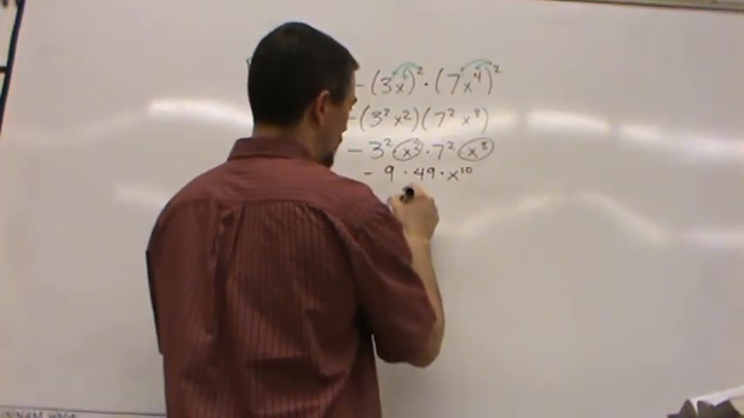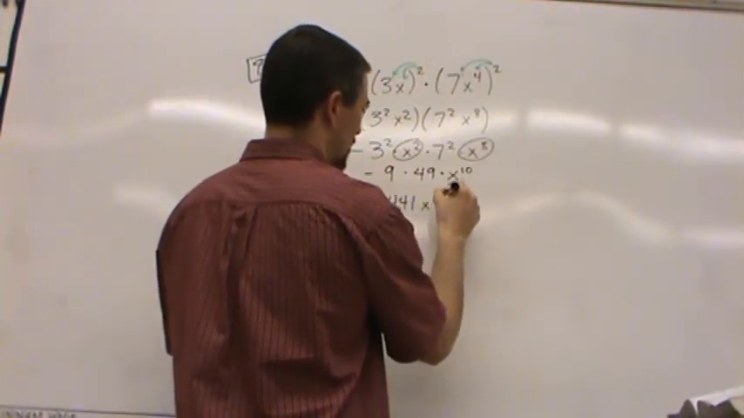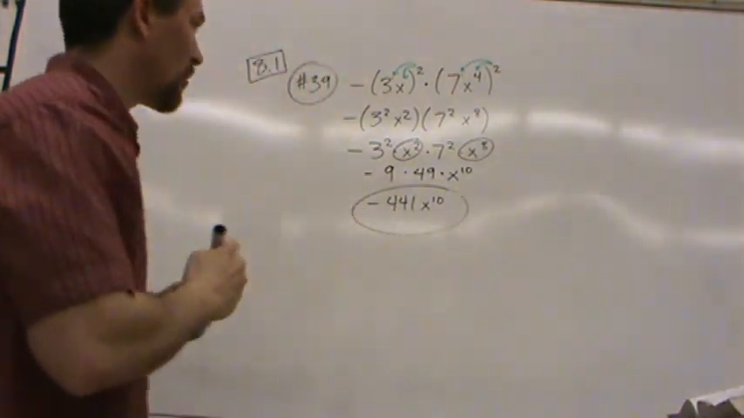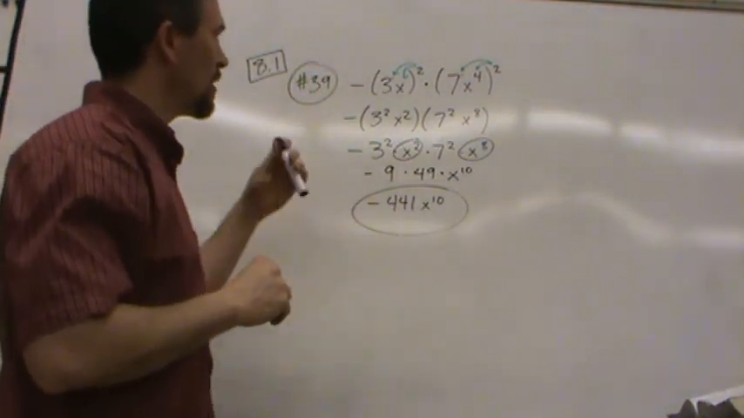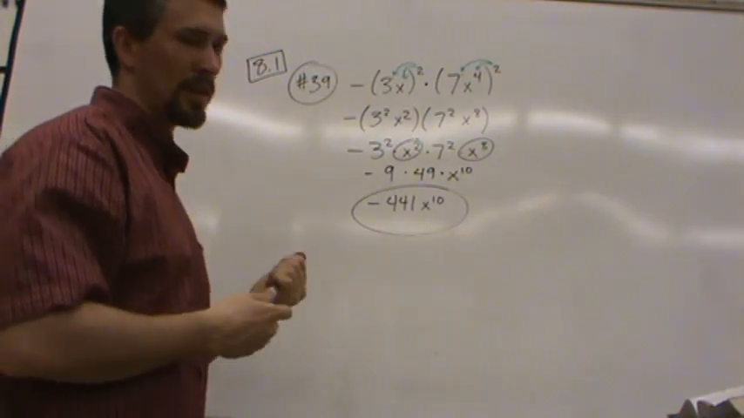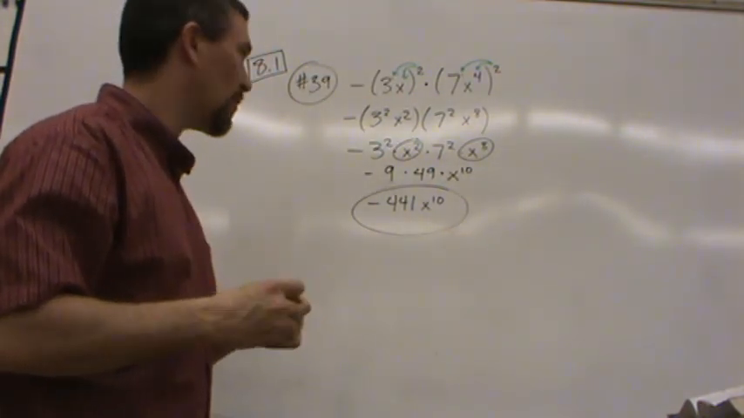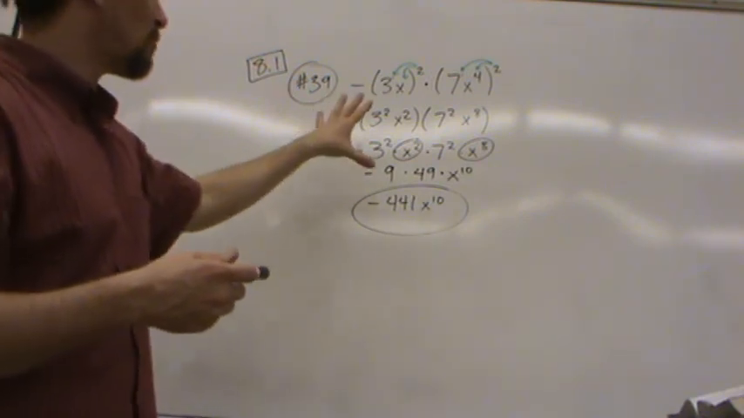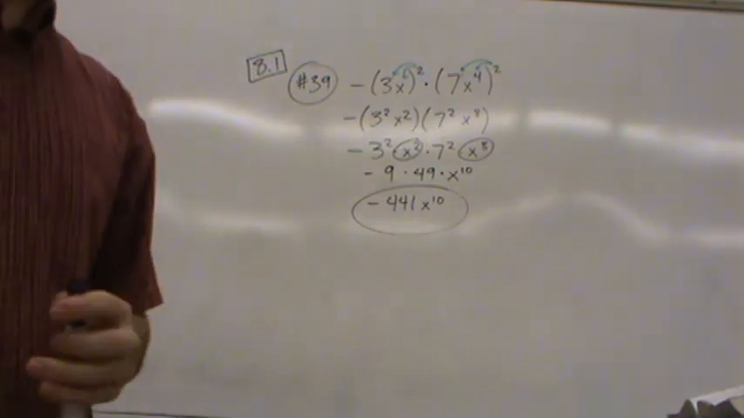It's a negative 441, x to the 10th is the answer. And so that is how you do this problem. And you use this method and a lot of the things I described in it throughout 8.1. So seeing this problem should help you get a lot of those other problems done.